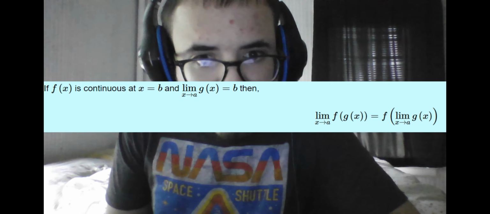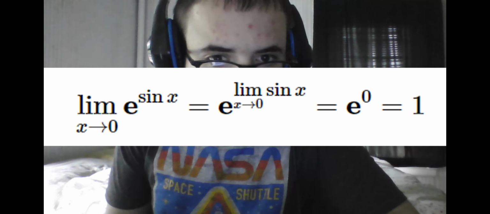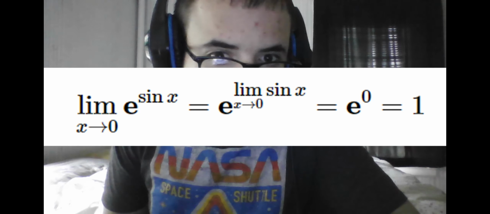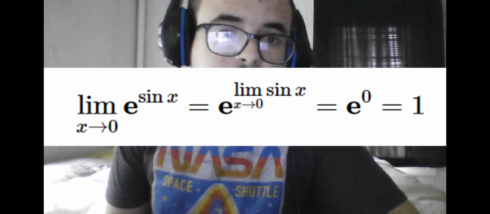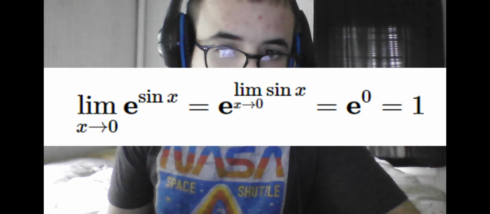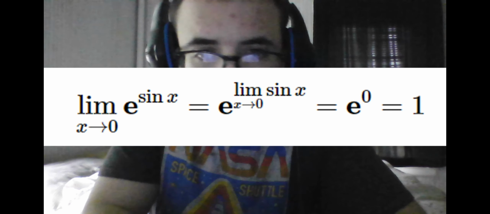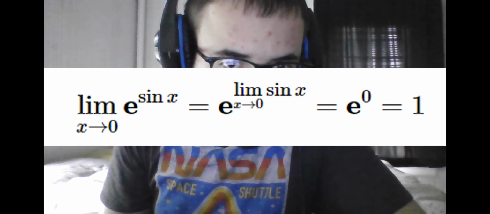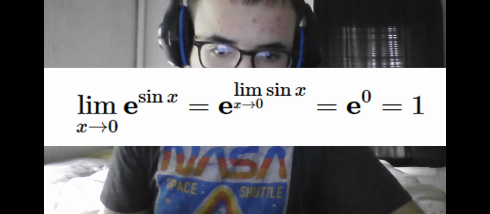So if we were asked to evaluate the limit as x approaches 0 of e raised to the power of sine of x, we would see that function 1 is e, function 2 is sine of x. So we take e out of the limit, we have e to the power of the limit as x approaches 0 of sine of x, and the limit as x approaches 0 of sine of x equals 0, which we can tell from consulting its graph. Therefore, we plug in 0 for this limit, e to the power of 0 equals 1. That is our final answer for the limit.